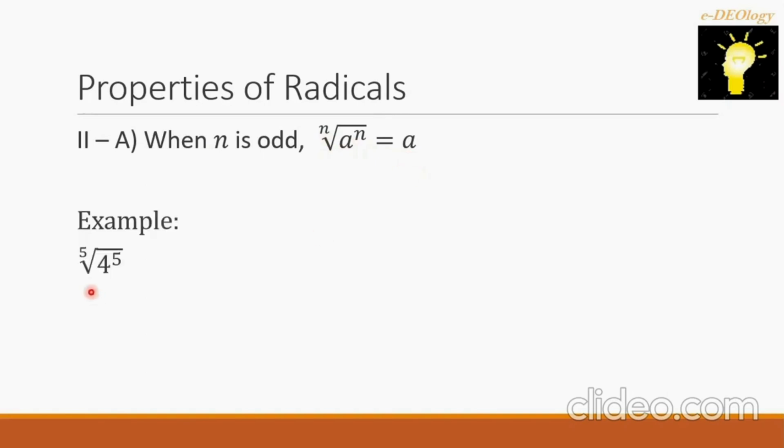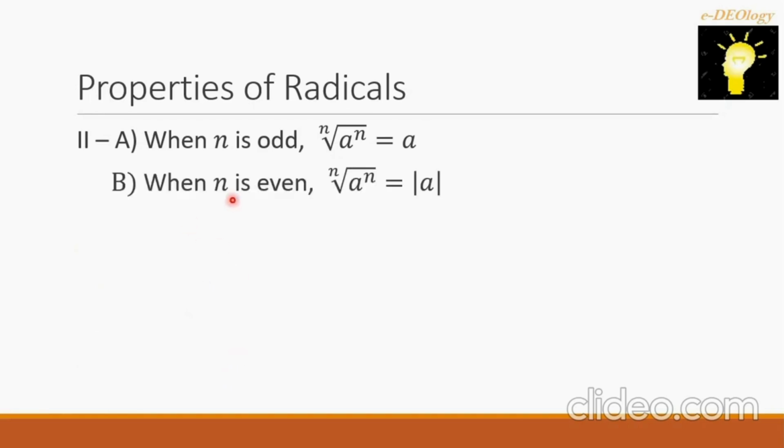Let's have example. The 5th root of 4 raised to 5. So this is equal to 4. It seems like we are cancelling the radical with that index 5 and also the power 5. Another example, the cube root of negative 6, and that is cube. So the answer here is negative 6.